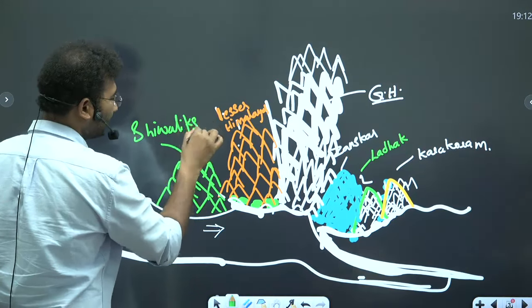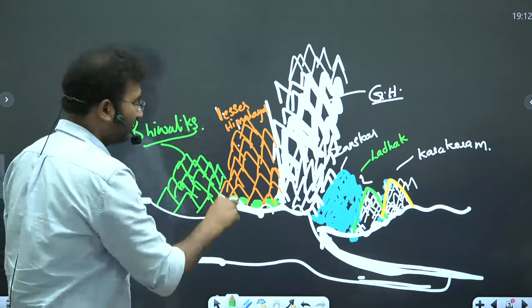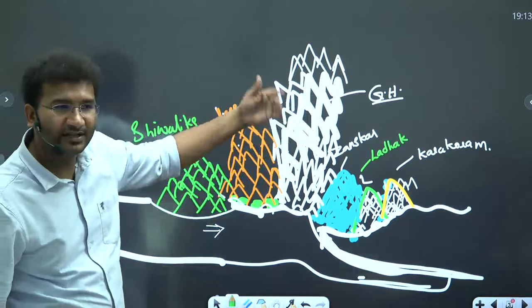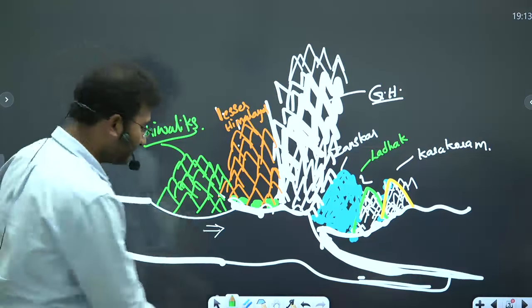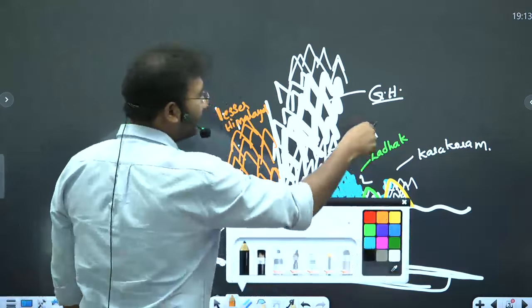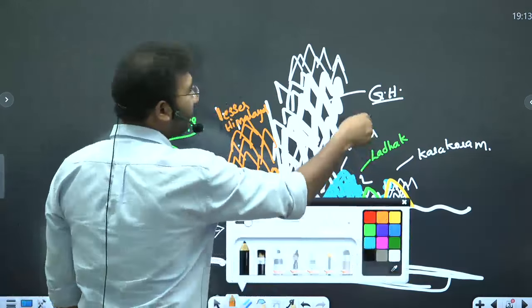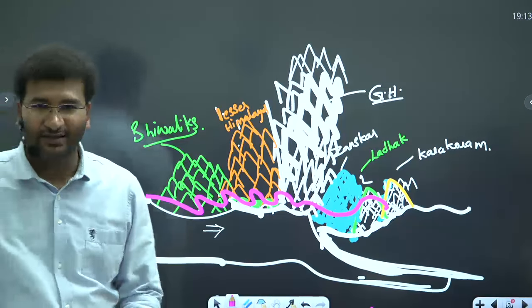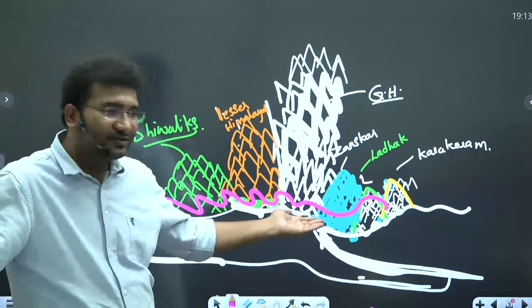And Shivaliks are formed because of the sediments that are being carried by the greater Himalayas and lesser Himalayas by the rivers. Now there will be a river, right? In this. So will the river jump from here and fall like this? No. Your river flows like this. Yes? How come the river reached the bottom?